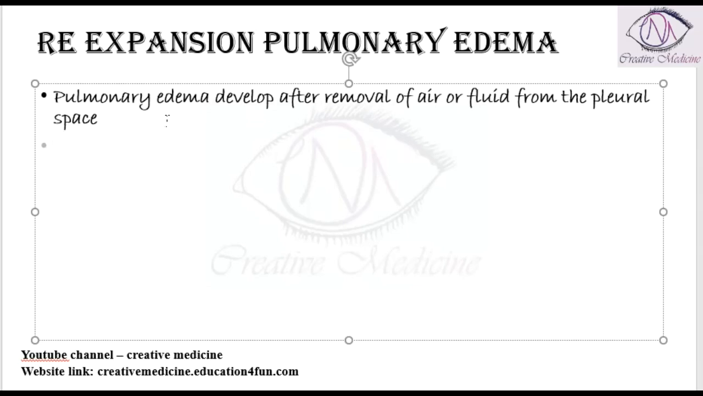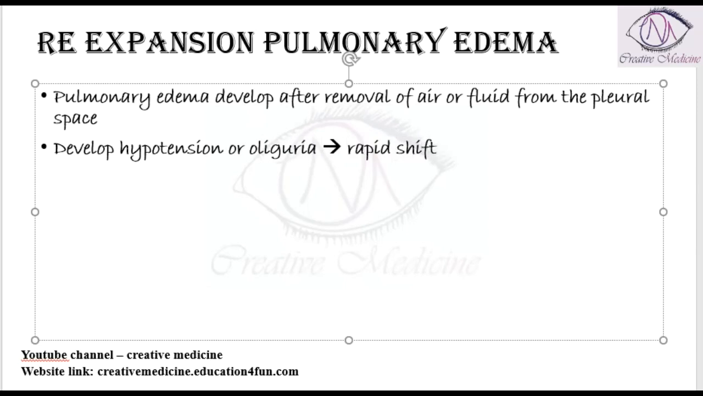These patients will develop hypotension or oliguria, and as a result there will be a rapid shift of fluid into the lungs. Because of hypotension and oliguria, the rapid shift of fluid occurs into the lungs.